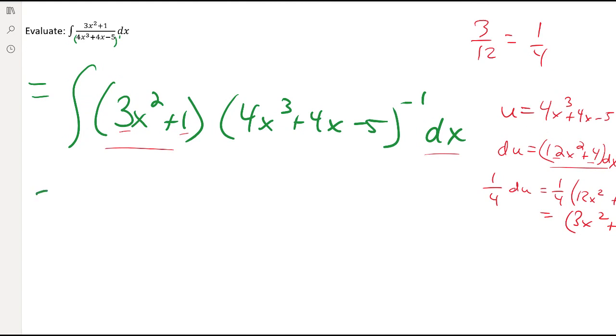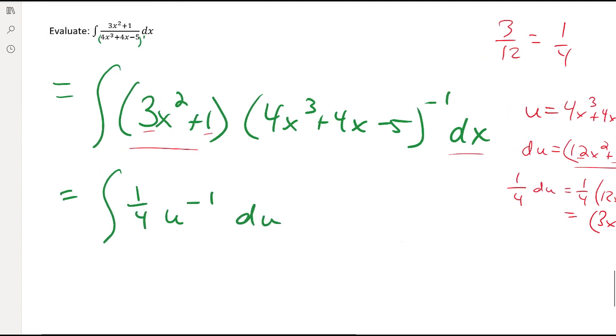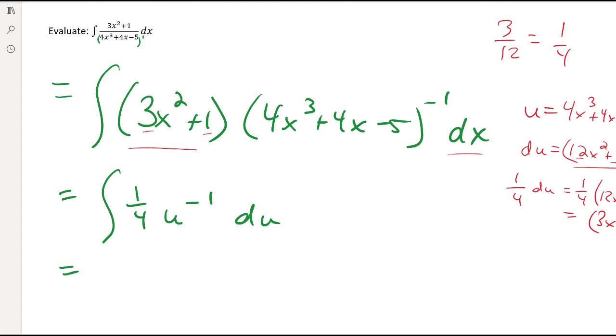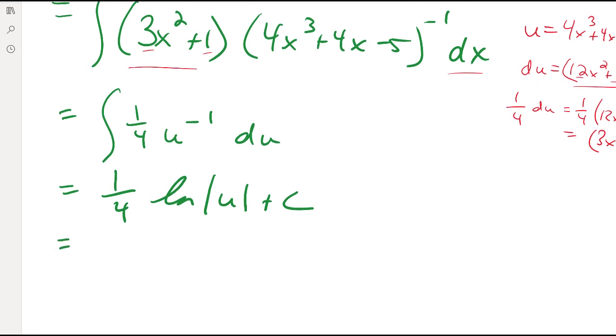So here we go. This will be the integral of the 4x cubed stuff, that's u to the negative 1. The 3x squared plus 1 dx, for the reasons we just discussed, is 1/4 du. If you recall at the end of the last video, we said negative 1 is a special case because if I try to add 1, I get u to the 0 over 0. So when your power is negative 1 and you integrate, it becomes the natural log. So this is 1/4 times the natural log of the absolute value of u, plus c. Then we replace u with what it was in terms of x: 4x cubed plus 4x minus 5, plus c.